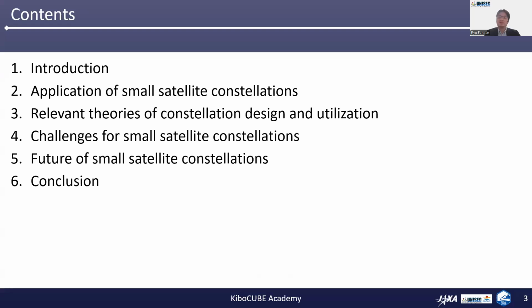The challenges include not only technical issues, but also regulatory issues. Chapter 5 introduces the future direction of small satellite constellations. In addition to the possibility of realizing more advanced constellations, this chapter also discusses formation flights, which are missions using multiple spacecraft as well as constellations, and the possibility of constellations beyond Earth orbit. In the last chapter, Chapter 6, I would like to summarize the contents of this lecture.